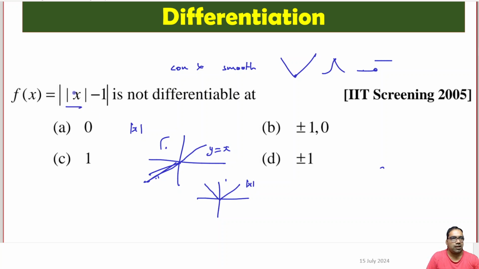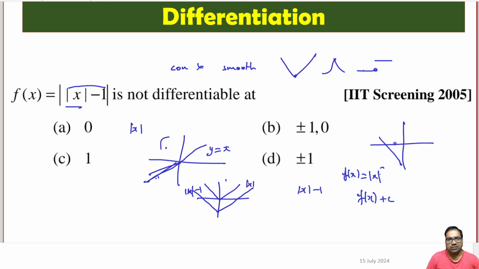Right. So now absolute value of x minus 1. We are taking till this part. Absolute value of x minus 1. If f of x is absolute value of x, this is f of x minus c. F of x plus c or minus c, whatever. So the entire graph shifted 1 unit downwards. Right. This one is absolute value of x minus 1. Okay. So absolute value of x minus 1 is entire graph of absolute value of x shifted 1 unit downwards. This is absolute value of x minus 1.